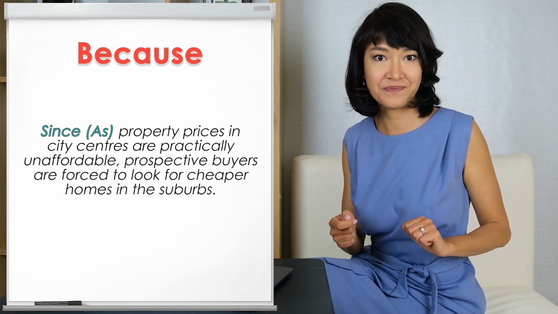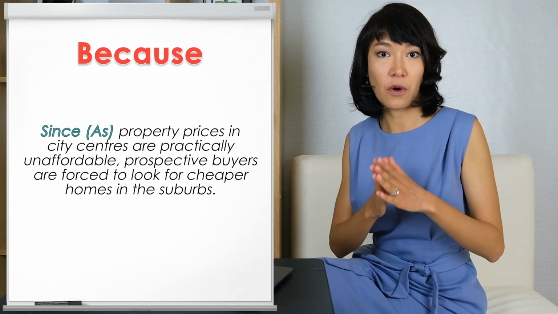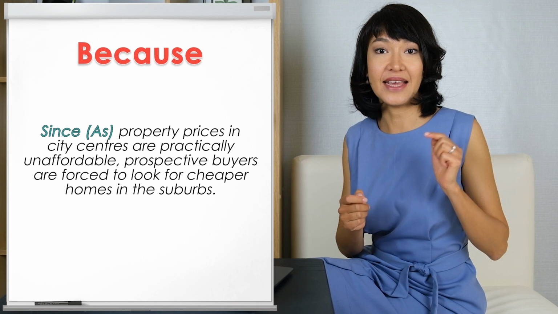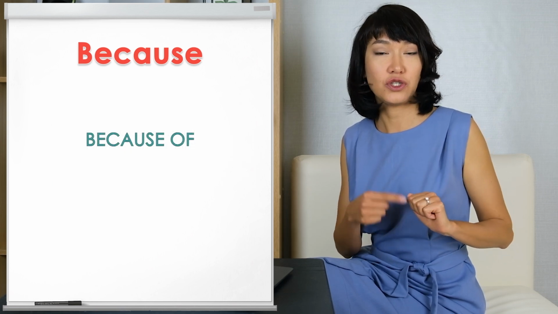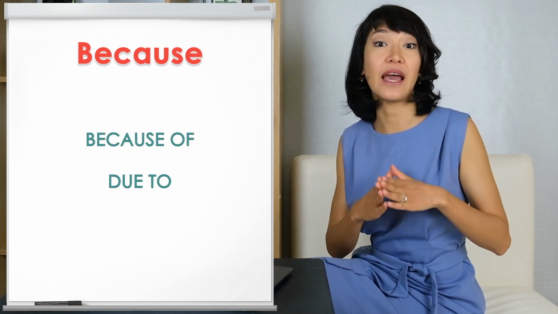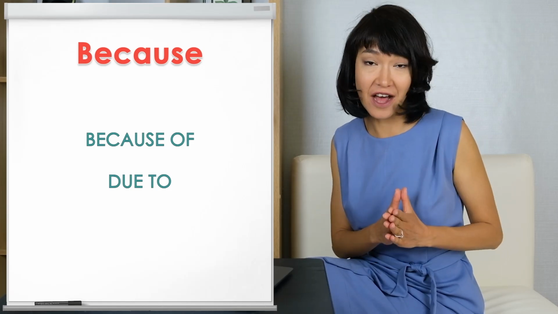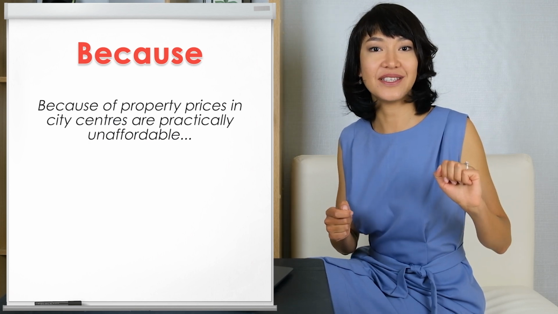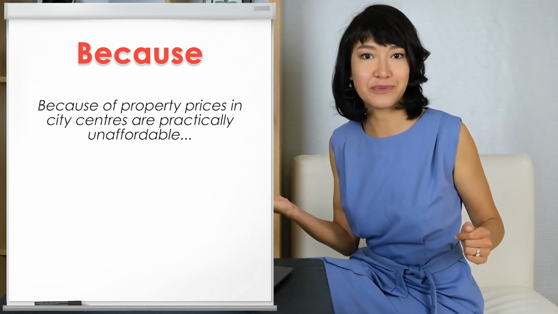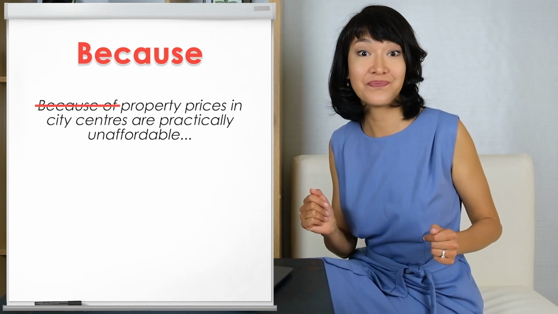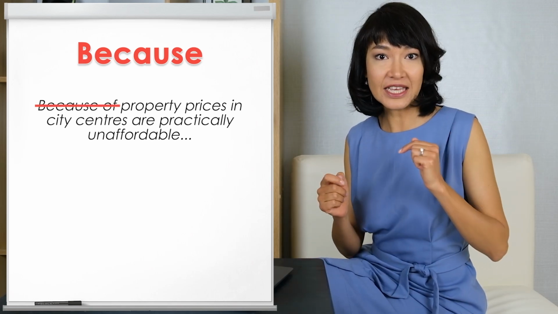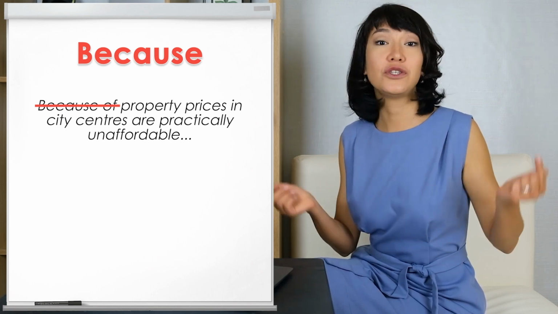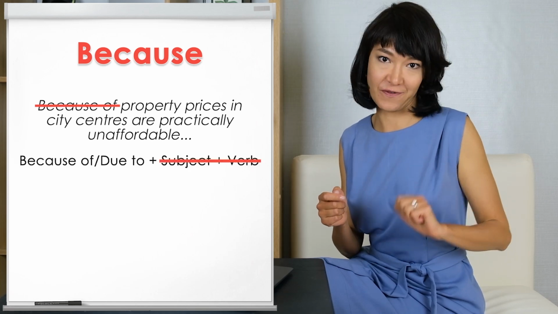in the suburbs. One more point I want you all to pay very special attention to. A lot of people think that they can use because of and due to in exactly the same way as because. I'm sorry, you can't. It is wrong to write this sentence. Because of property prices in city centers are practically unaffordable, you can't say that. Why? It's because these linking words are grammatically the same as despite and in spite of. We do not follow them with the subject and a verb.